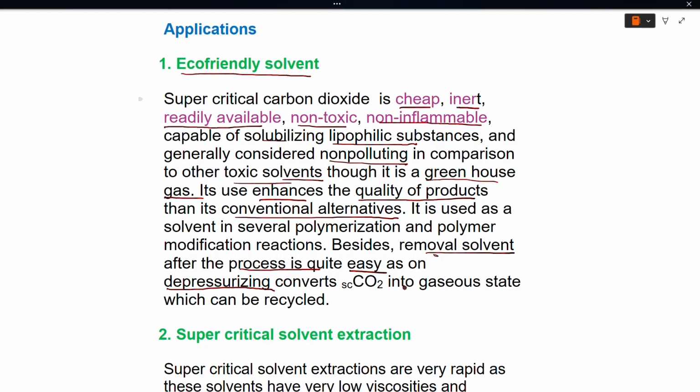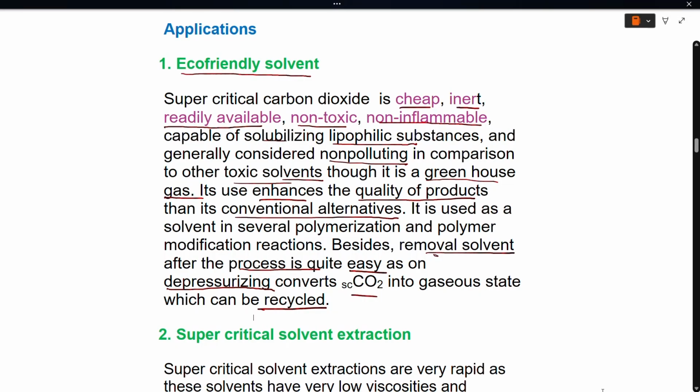Now, this carbon dioxide can then be recycled. The only hazard is that some of it may escape to the environment, which we can prevent either by making the environment greener.